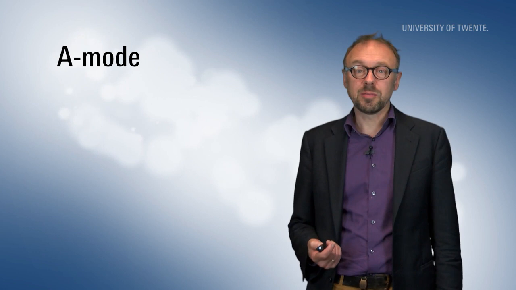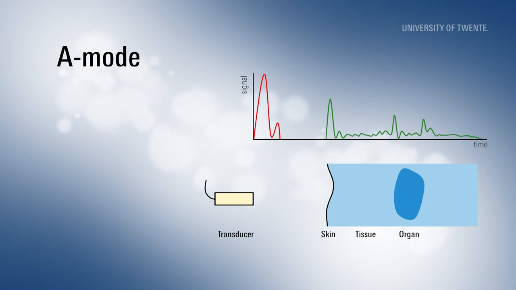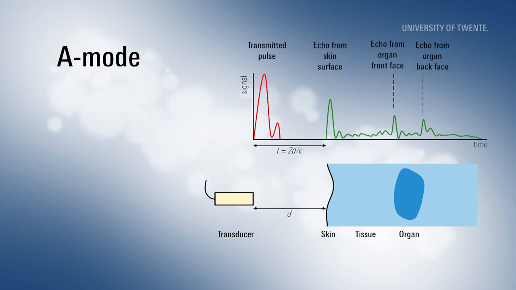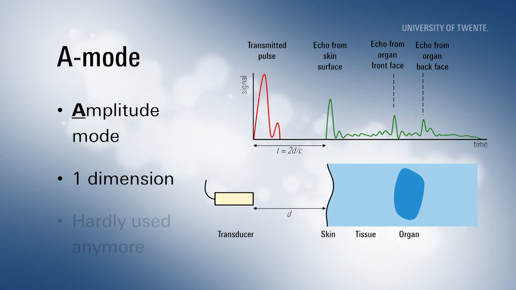First of all, the A mode, which is the simplest way to present ultrasound. Basically, the A mode is the ultrasound amplitude collected along a line in the tissue, and it looks like this. So it shows information of a reflection of ultrasound coming back from the tissue as a function of time or depth. A mode comes from the A in amplitude. It provides you information only in one dimension, and for that reason it's hardly used anymore in ultrasound imaging.